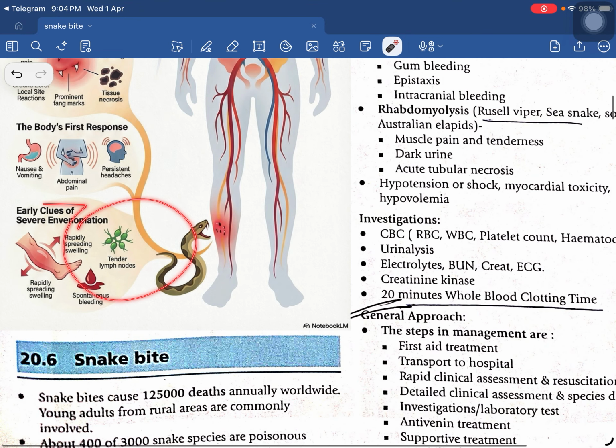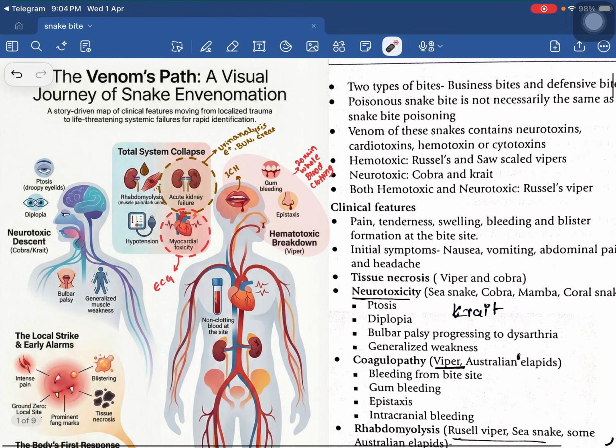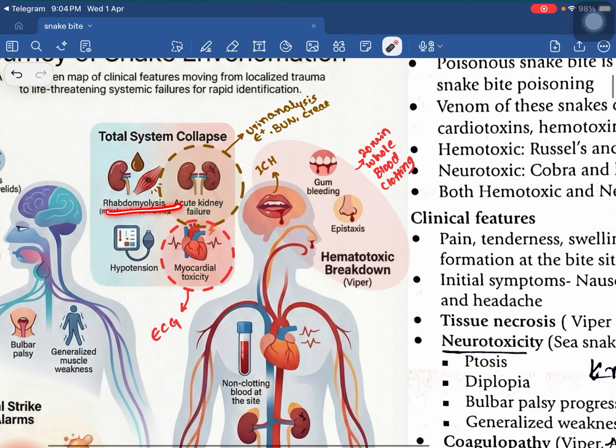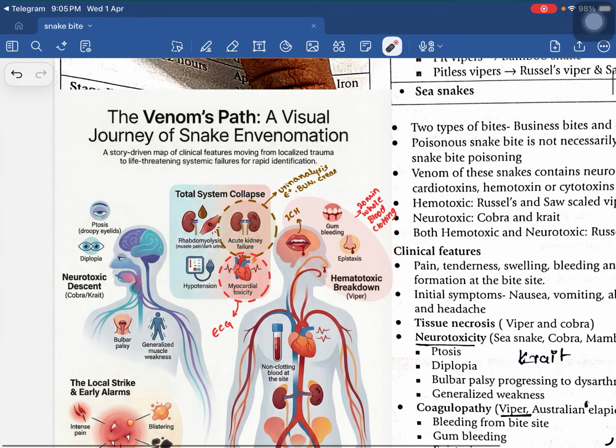Now we have discussed local manifestations, then the body's first response, early clues of severe envenomation. There can be total system collapse by rhabdomyolysis, presenting as muscle pain and dark urine. Acute kidney injury or acute kidney failure can occur. Hypotension can occur. Myocardial toxicity can occur.